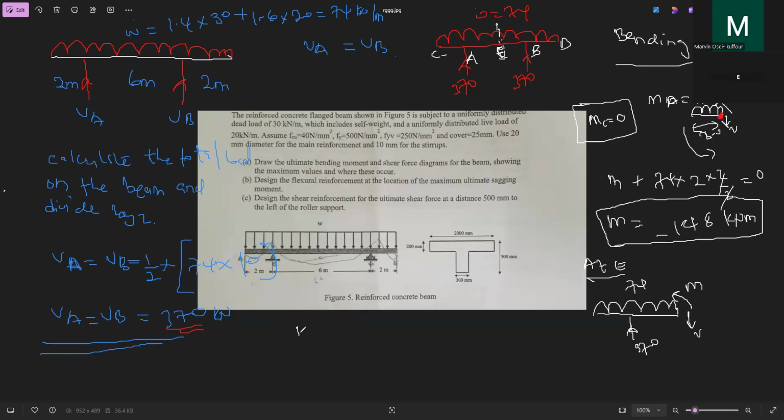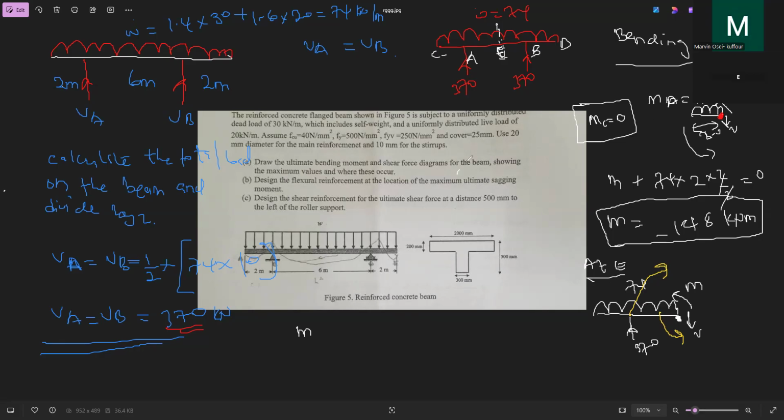Let's find our M. Our M is anti-clockwise. We are taking the moment about this point, that's where we broke it. So M is anti-clockwise, and the UDL is also pushing it in an anti-clockwise direction. It's only the 370 that's pushing it clockwise. So let's be quick about that.